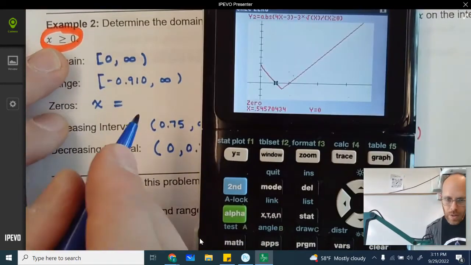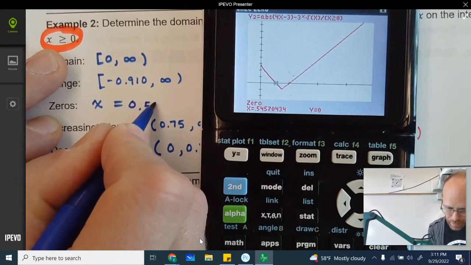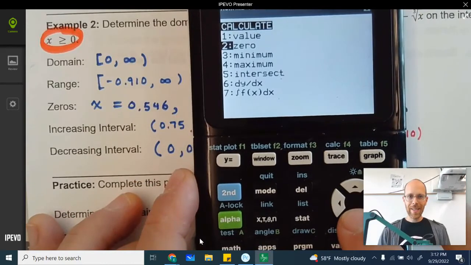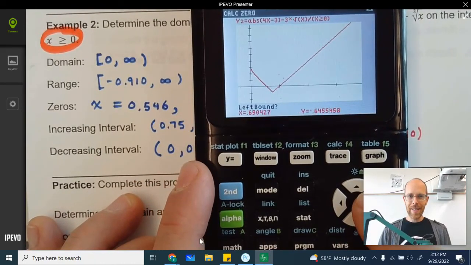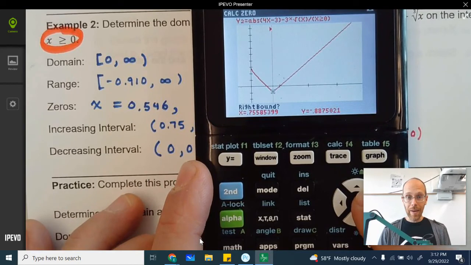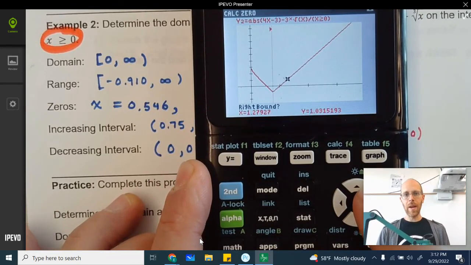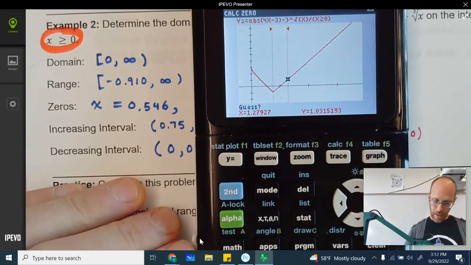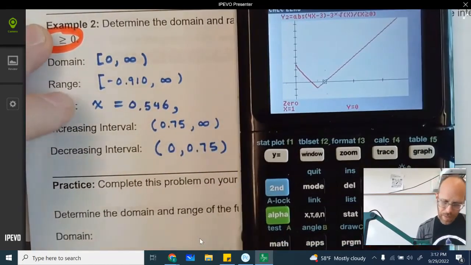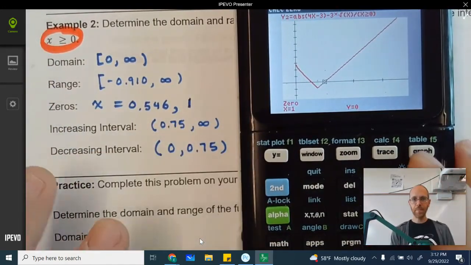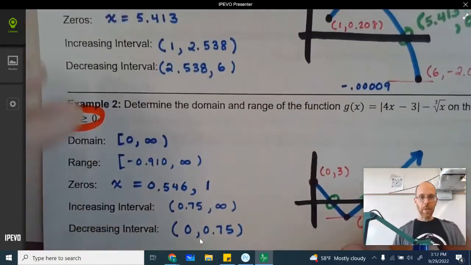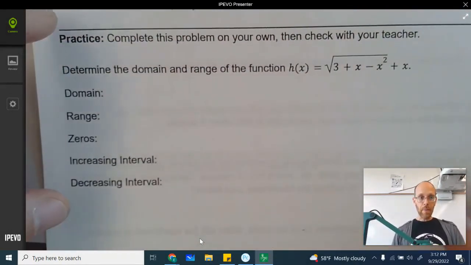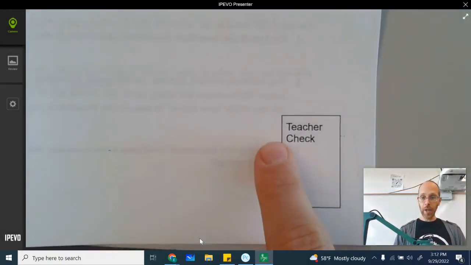And there's our first answer, 0.546. And our second one will be second calc, 0. Left bound is somewhere around here. Right bound is on the other side. Notice that the region, once again, only captures one of the zeros. I hit enter. And, oh, that one is right at 1. Cool. All right. So there's a little bit of calculator school. I want you to complete this problem right here and then check your work with your teacher.